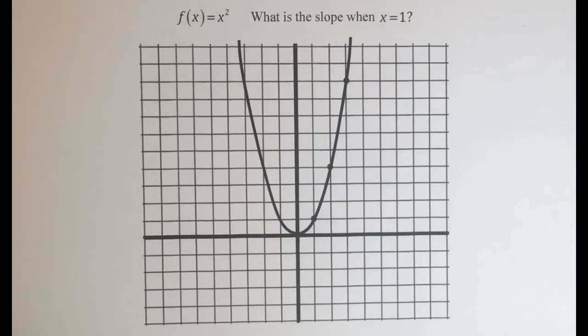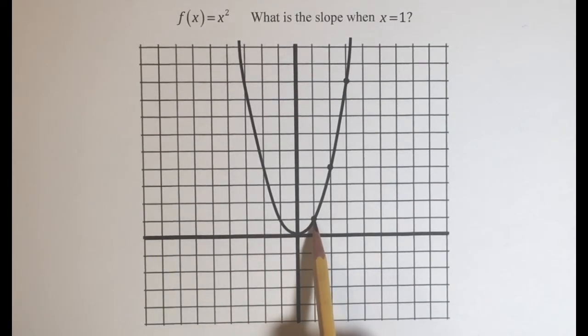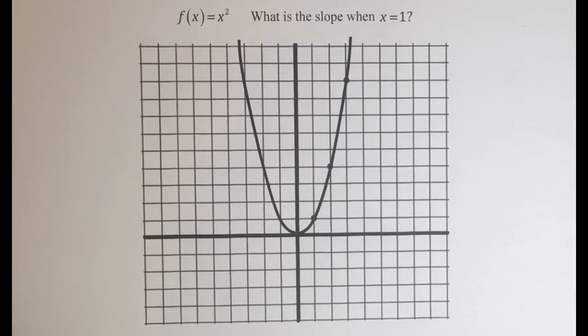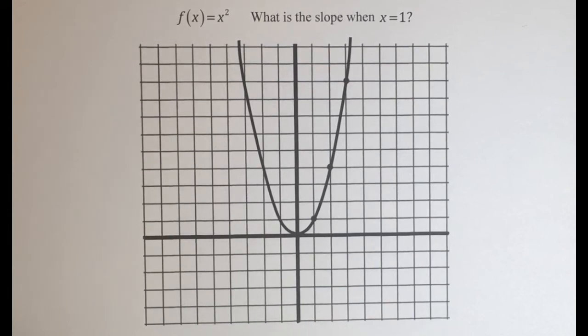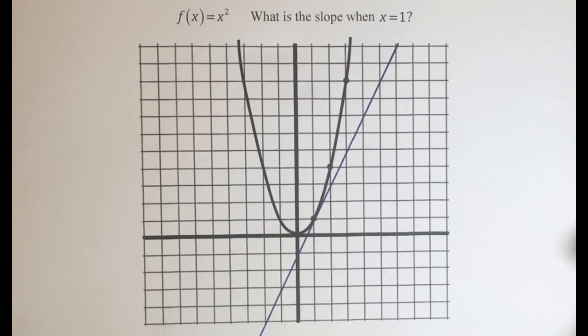Here's a sketch of the graph y equals x squared. Can we determine the slope of this function at this point without the assistance of a calculator? We should be able to. After all, Isaac Newton invented calculus long before the invention of the calculator. But there's no doubt it's not easy. Let me try drawing a line tangent to the graph at this point.